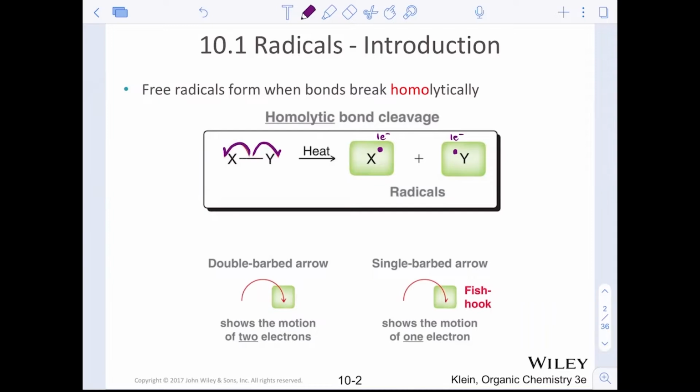Now, a double barbed arrow shows the movement of two electrons. That's what we had done before. In this chapter, we are going to be moving one electron at a time. So there's a few more arrows in our reaction mechanisms, but we have to move them one at a time because we are going to be doing homolytic bond cleavage.